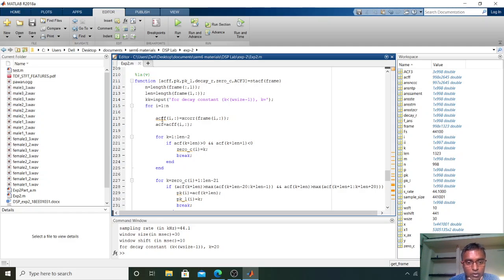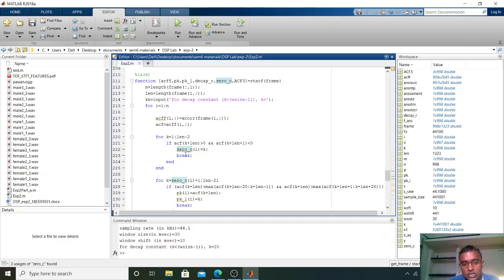After going inside, first of all I am extracting one particular frame's elements and sending it to xcorr. Because I am sending only one parameter, it automatically returns the autocorrelation function, meaning all the values of the autocorrelation. Then I am storing that in ACF, which in future I will be using, ACF only, not ACFF.